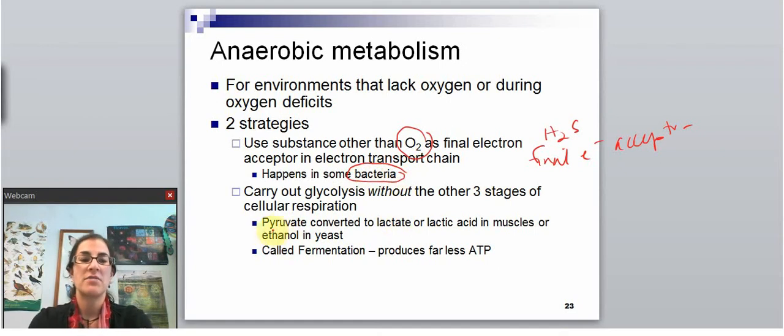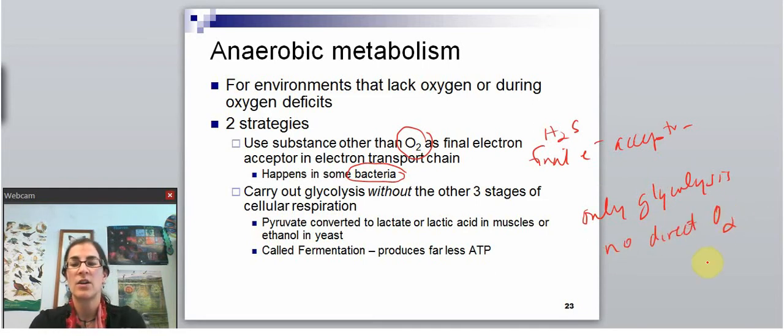The other strategy for surviving conditions that are either missing or low in oxygen is to carry out only glycolysis, because glycolysis has no direct oxygen requirement. Remember that oxygen is needed in oxidative phosphorylation. And so the cell will have a way to do just glycolysis. It will have to carry out an additional reaction, and we'll talk about why that is in a sec.